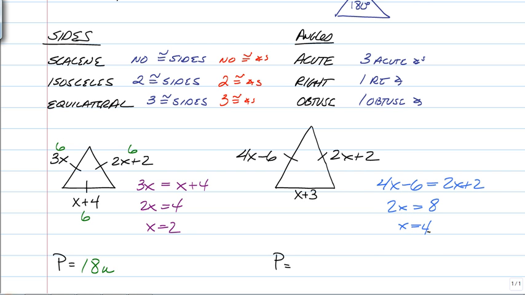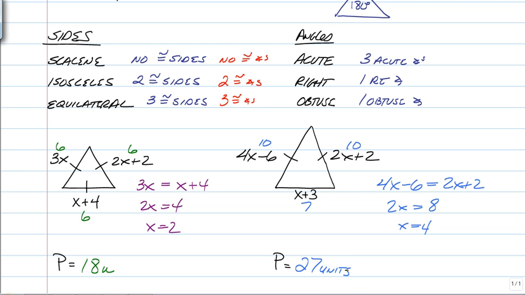Now for this, you must plug it into at least two of them. So you have to plug it in here to find out that 4 times 4 minus 6 is 10. 2 times 4 plus 2 is also 10. So the legs are going to be equal. But you need to substitute it into the base. 4 plus 3 is 7 to come up with the perimeter of 27 units.